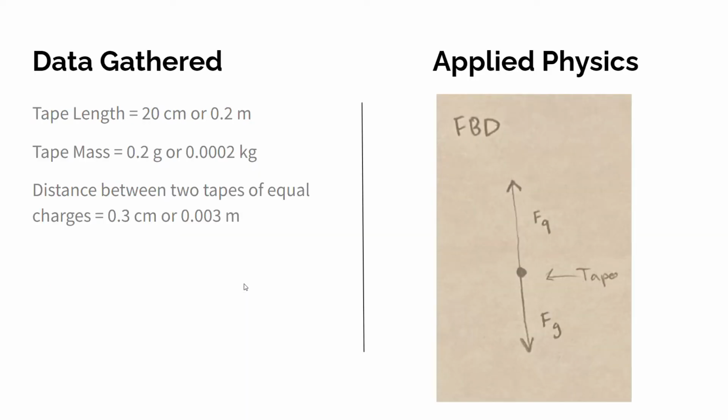Our data gathered in the lab was that our tape length was 20 centimeters, mass 2 grams, and the distance between the tape of 0.3 centimeters. And here's our free body diagram once again, where we see that gravitational force and electrical force should balance each other out so that that top tape remains motionless and there's no net force acting on it.